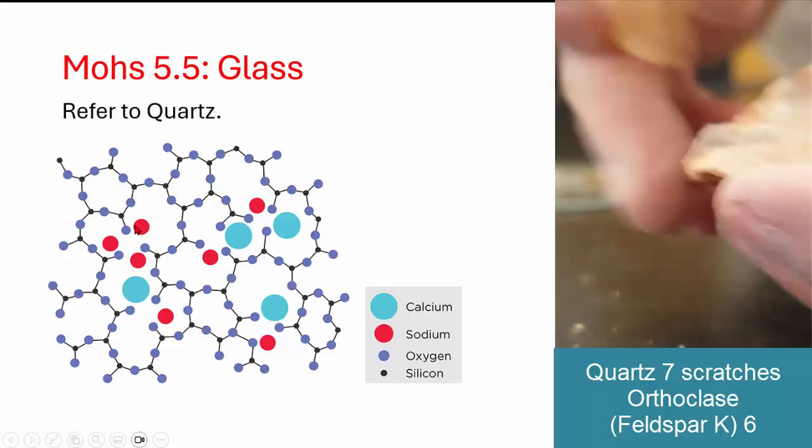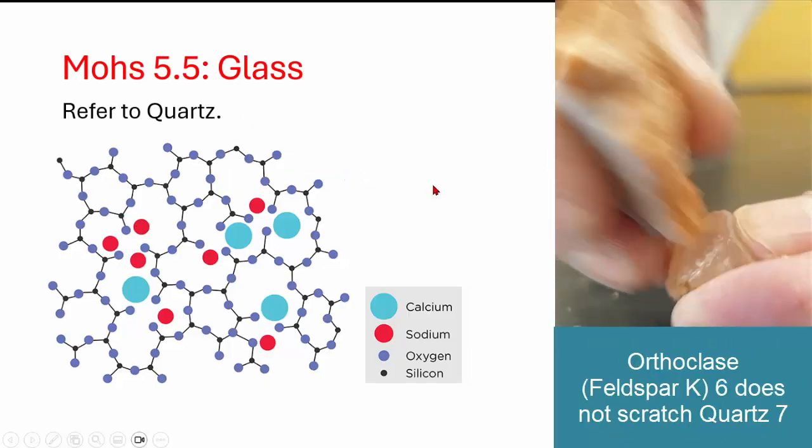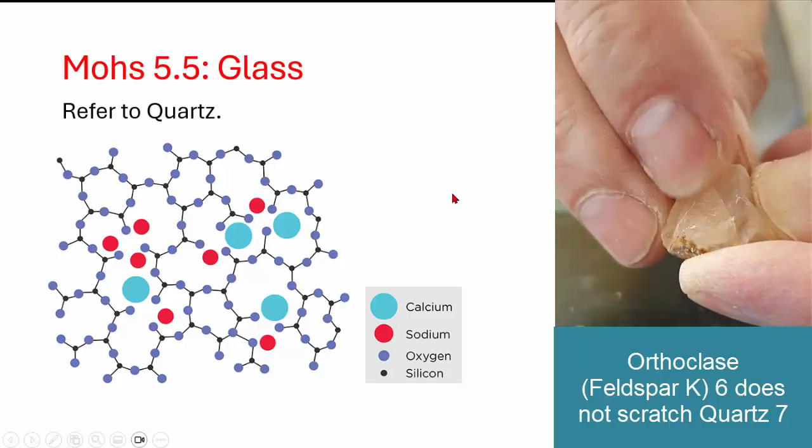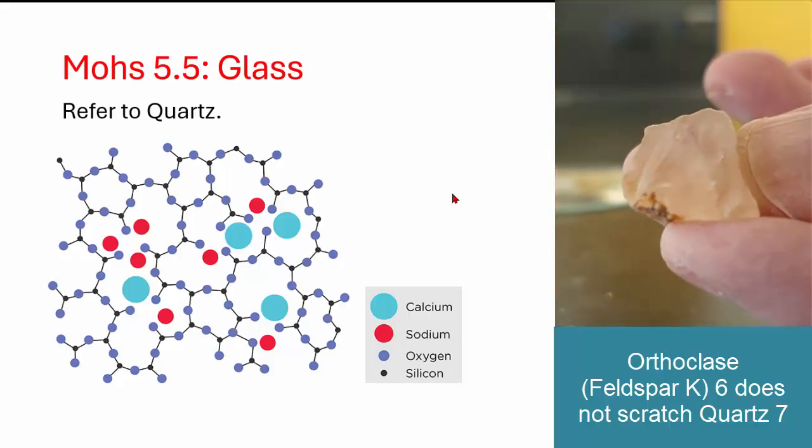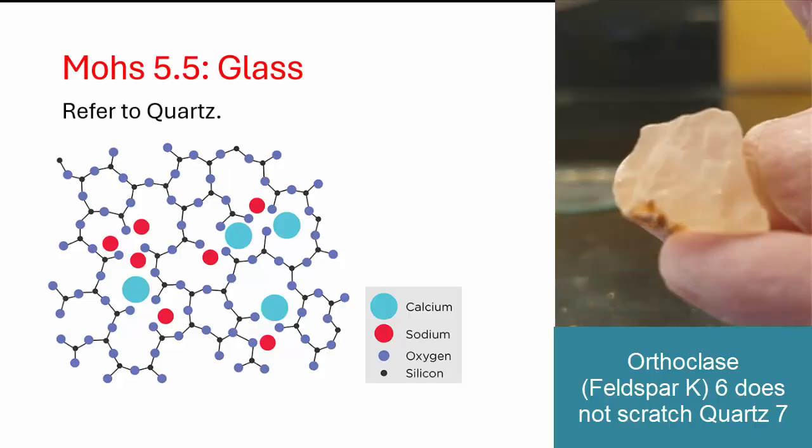That's how they make the glass. So you can see just a degrading of the crystal lattice of silicon dioxide. So that makes it easier to understand the 7 to 6 to the glass, which is 5.5.